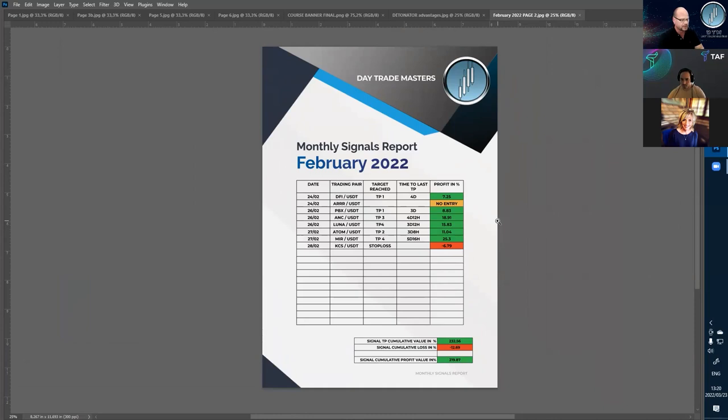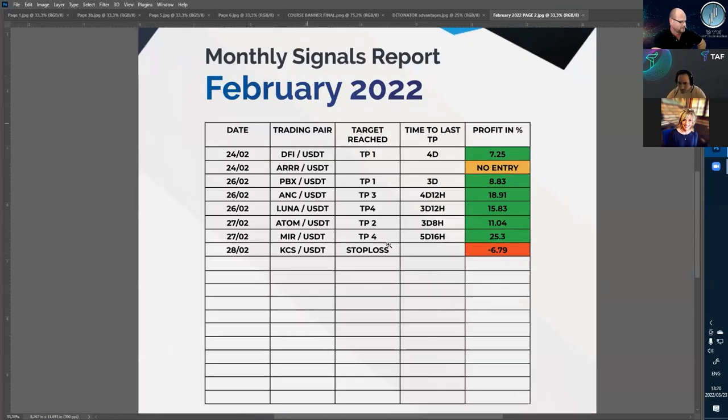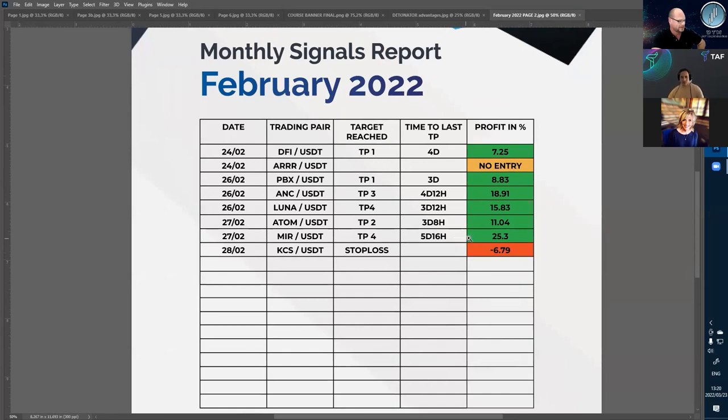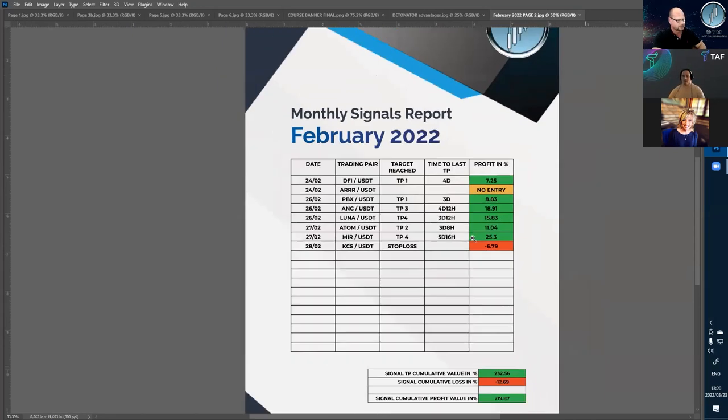But there was great potential for making profit with these trades. So just to give you a cumulative idea of what happened in February. No, that's fantastic work that you guys do. So I see the Anchor protocol there. That did fantastic. Your Luna outperformed. That's beautiful.